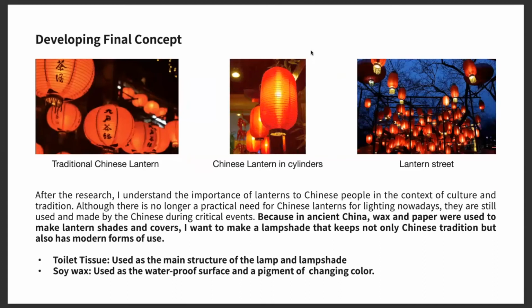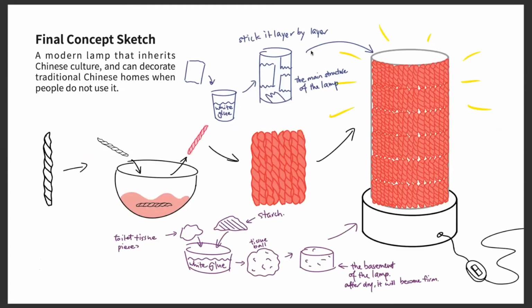Then I did more research about ancient Chinese lanterns and understood the importance of lanterns to Chinese people in the context of culture and tradition. Although there is no longer a practical need for Chinese lanterns for lighting nowadays, they are still used and made by the Chinese during critical events. Because in ancient China, wax and paper were used to make lantern shades and covers. I want to make a lamp shade that keeps not only Chinese tradition, but also has modern forms of use.